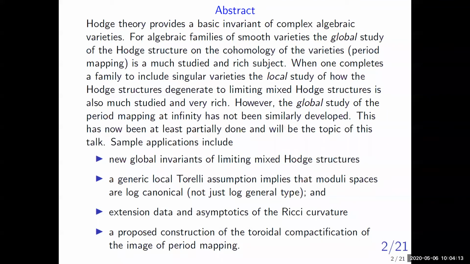On the more differential geometric side, there are Hodge metrics induced from Hodge theory on moduli spaces under local Torelli assumptions. And it's of interest how these Hodge metrics, their curvature, behaves globally at infinity. And finally, the story does suggest the construction of a possible toroidal compactification of the image of a period mapping.